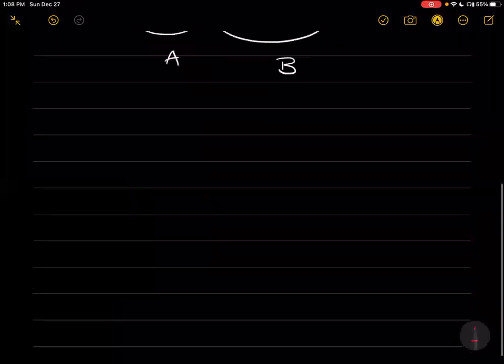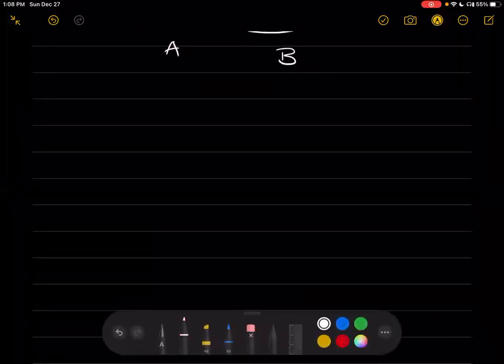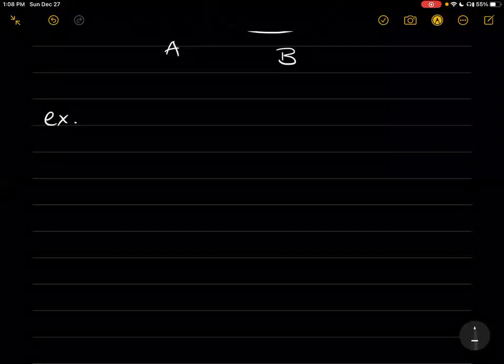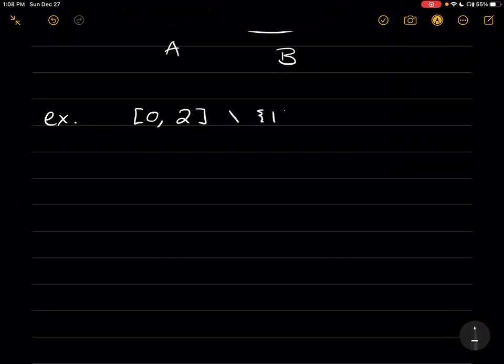So if we wanted to see this in action with intervals, for example, we could do something like this. We could do the interval 0 to 2 closed. And then just for kicks and giggles, let's take away the singleton 1. So we're only going to take away 1 point. Let's go ahead and draw these out on number lines so we can really see what's going on here.